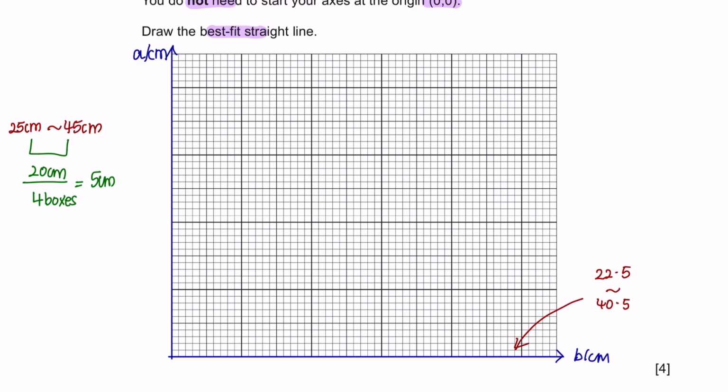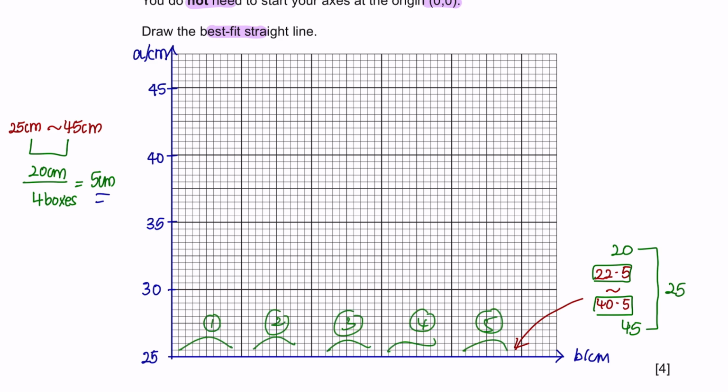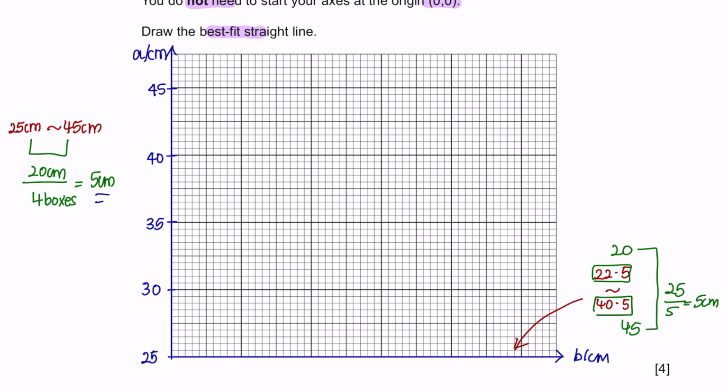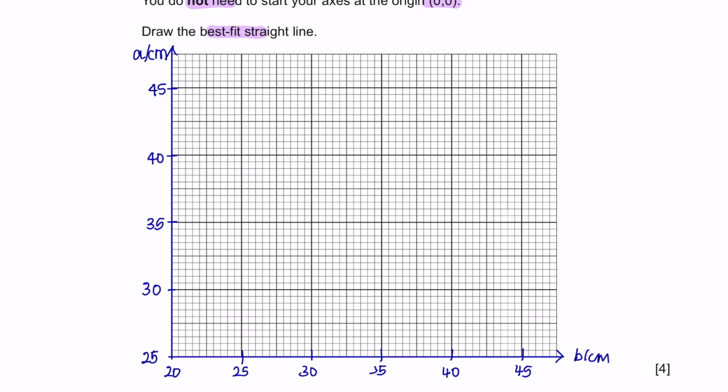So I can start with the lowest scale of 25 centimeters, then add on 5 centimeters to 30 centimeters, 35, and so on. And as for the x-axis, we can start at 20 up till 45. The difference between the minimum and maximum value is 25 centimeters, and we've got 5 boxes on the x-axis. Dividing 25 by 5, we get 5 centimeters for each box. So we can start at 20, adding 5 centimeters would be 25, 30, and so on. And now we can plot the points from the table and draw the best fit straight line.